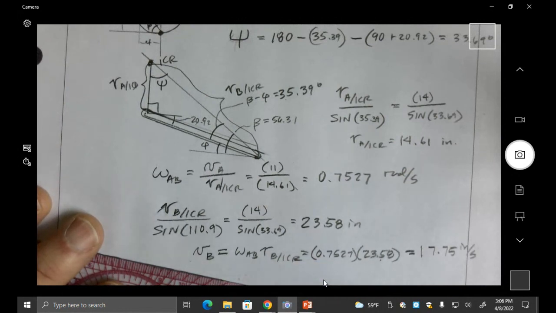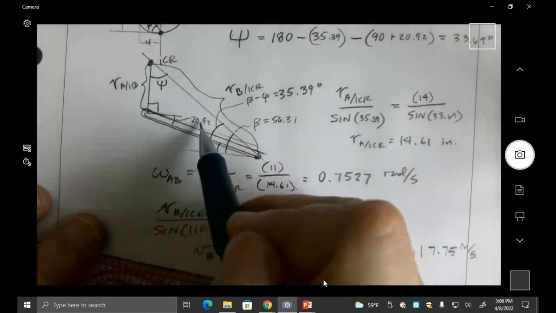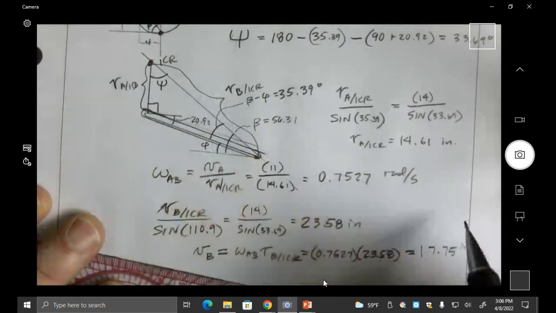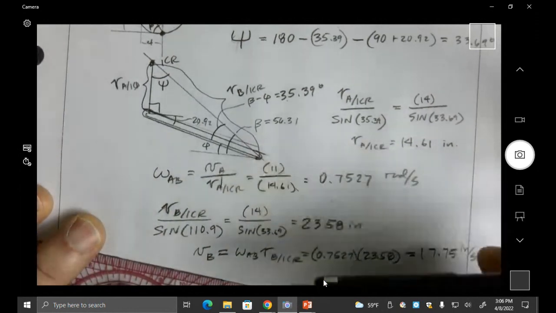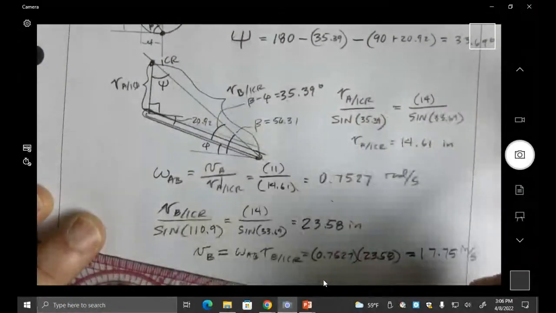Where did you get the sine 110.9? I added that 20.92 with the 90. Oh. I should have written it out somewhere, but I ran out of letters. Yeah. I'm trying to think of a better way to organize this to present it, but I don't know.